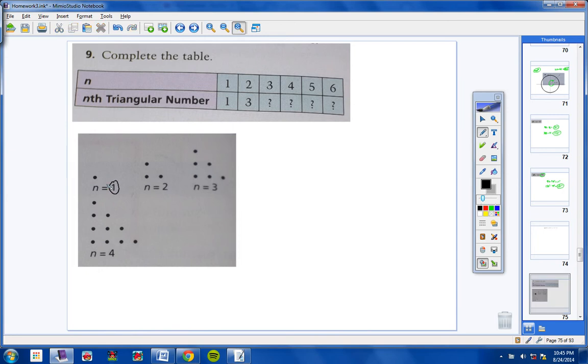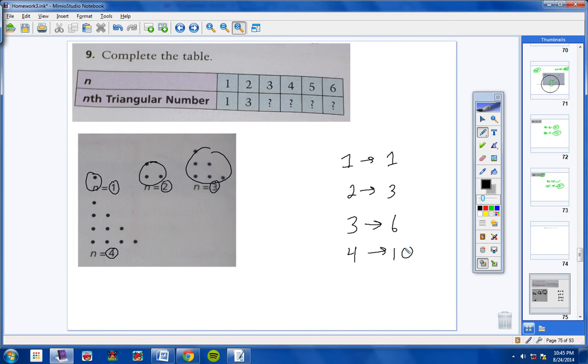Figure number 1 has 1 dot. Figure number 2 has 3 dots. Figure number 3 has 6 dots. Figure number 4 has 10 dots. And so what we're doing is this. They want us to finish the table.